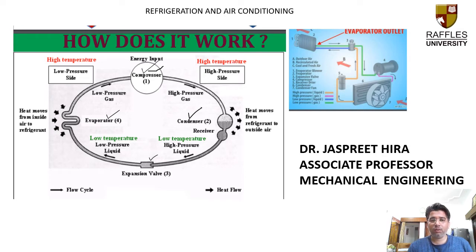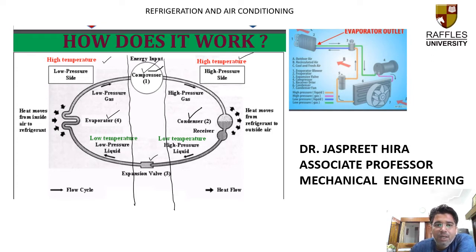Now, first of all, if you separate it, while separating it, you will see that there is a high temperature and low pressure side, and a high temperature and high pressure side. The main working substance in this is the refrigerant. Now this refrigerant is flowing in the system.